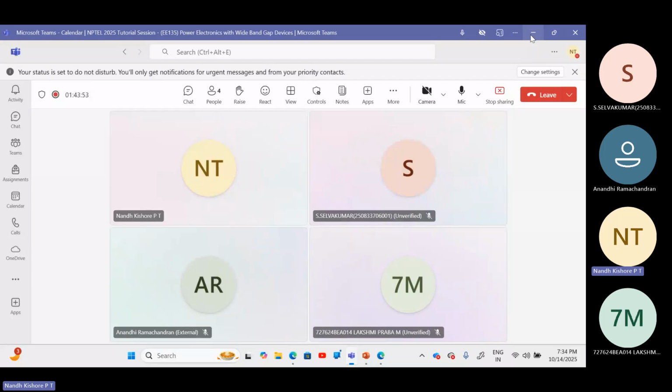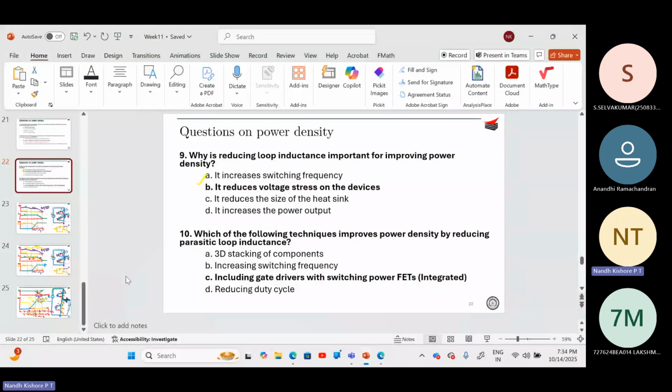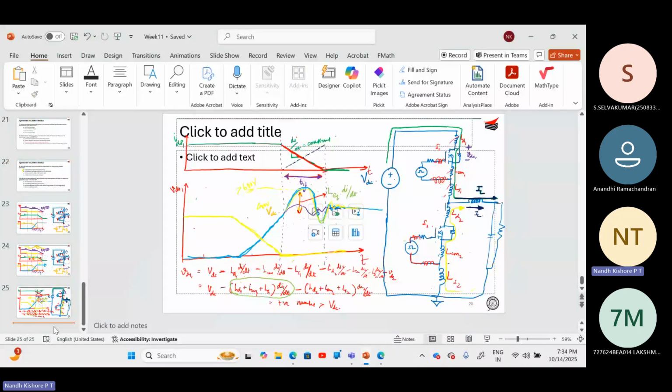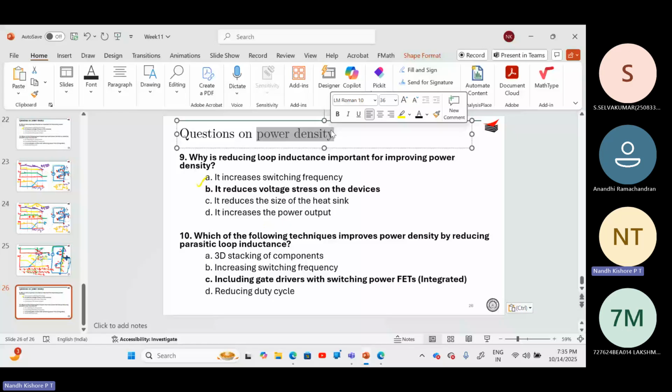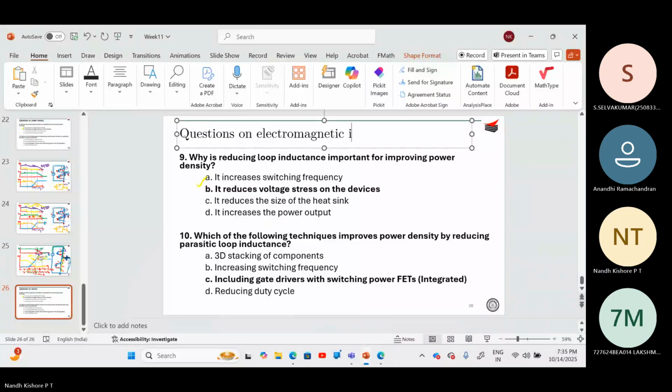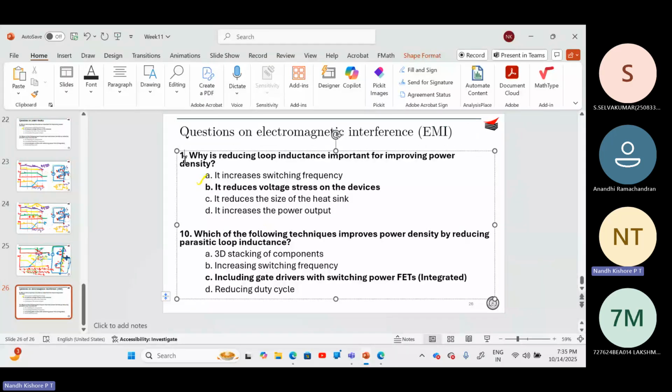Yeah, hi. So, thanks for hanging around. We will just continue, okay? And we have seen questions on power density. So, we still have around half an hour left. So, within that, we will try to maximize. Today being the last session, we will try to see as many problems as possible, okay? So, these will be questions on electromagnetic interference. These are all pretty simple problems only.